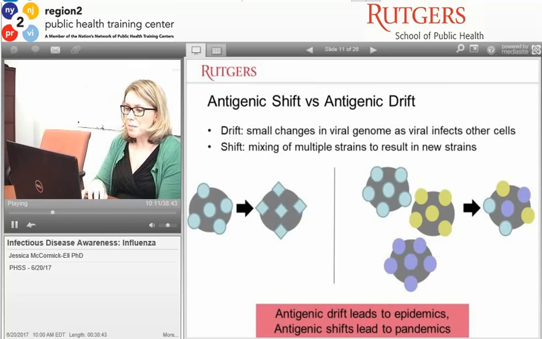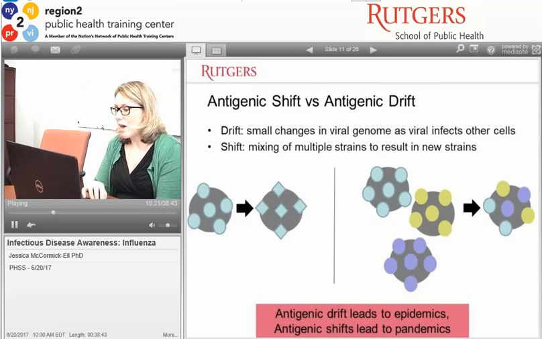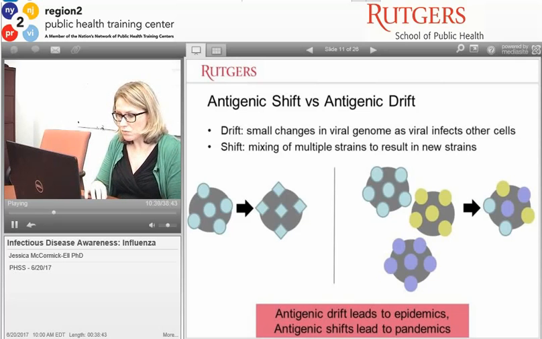So this is the schematic on the left. You can see the first virus has one kind of antigen on its cell surface, but then over time it's going to slightly change so that it can still bind the whole cell. There aren't any major changes, but our immune system doesn't remember it, and it can easily infect and propagate.